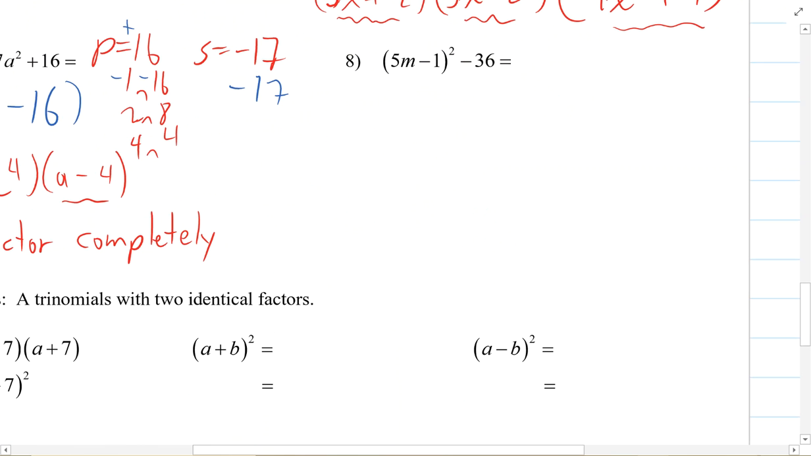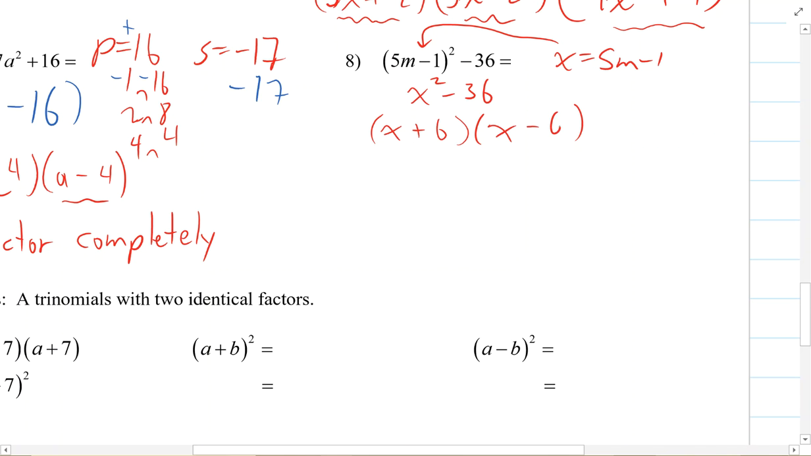Okay, so our last question here is definitely a challenge question. Definitely honors grade 11. So what we say is we say A equals, or x, whatever letter you want, you're going to have to do a substitution. So let's say x equals 5m minus 1. Then we put that in for 5m minus 1, and we get x squared minus 36. So then we do difference of squares. We get x plus 6, x minus 6.